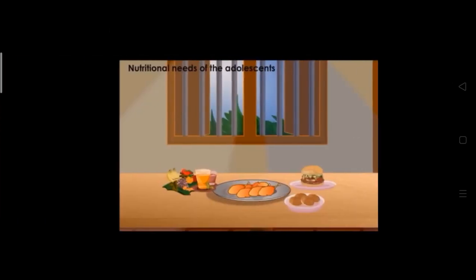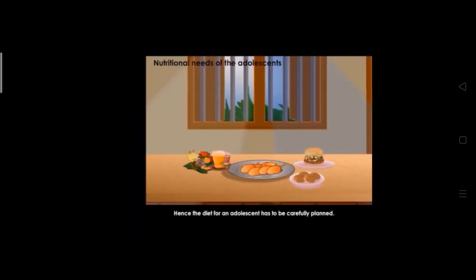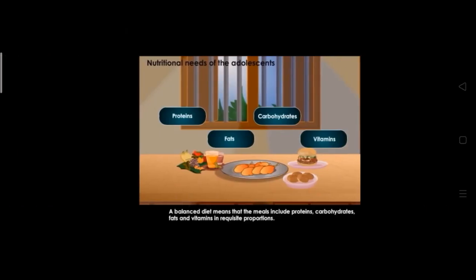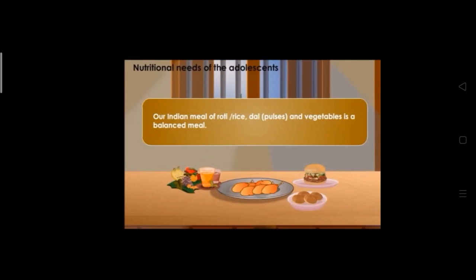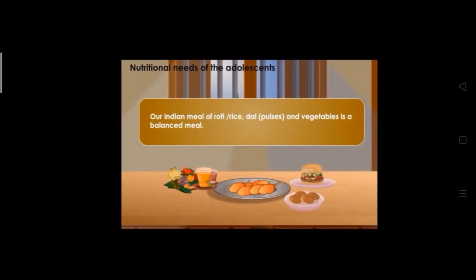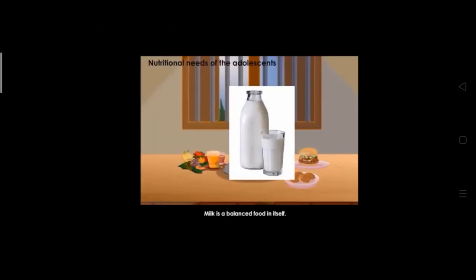Nutritional needs of adolescents. Hence, the diet for an adolescent has to be carefully planned. A balanced diet means that the meals include protein, carbohydrates, fats, and vitamins in requisite proportion. Our Indian meal of roti or rice, dal or pulses, and vegetables is a balanced meal. Milk is a balanced food in itself.